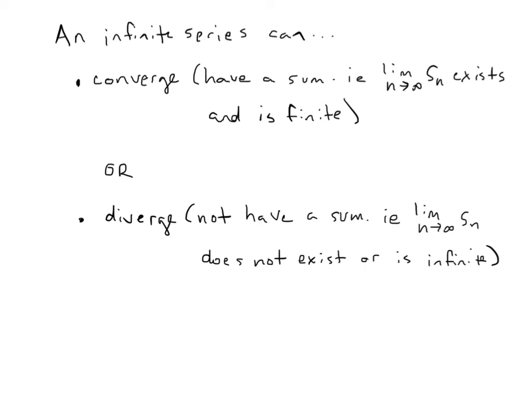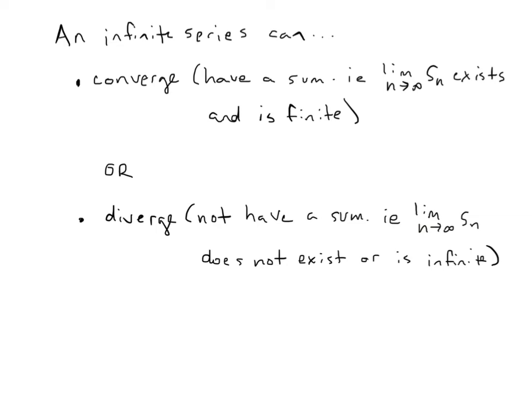So we have two choices for an infinite series. Our infinite series can converge. This is a big term, so make sure we know the word converge. Converge means that it has a sum, or the limit as n approaches infinity of the partial sums exists, and not only does it exist, but it is also finite, which means it's a number, or not infinity. So it can converge or it can diverge, which means that it does not have a sum, and the way that we know that it doesn't have a sum is that the limit of the partial sums does not exist or it is infinite. So if you get something weird for your limit, then it probably diverges.